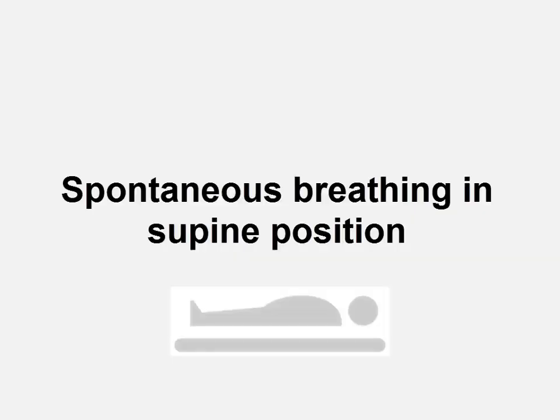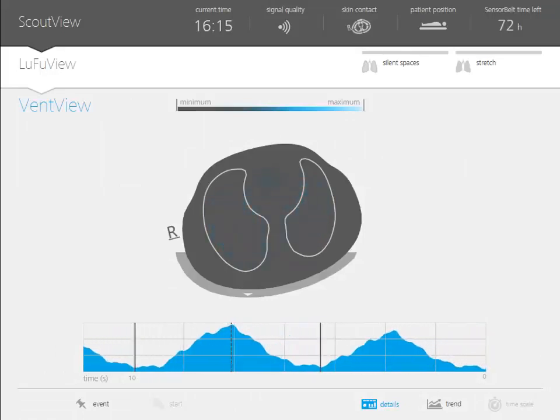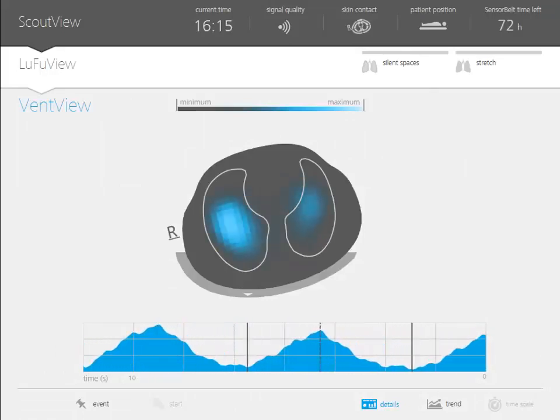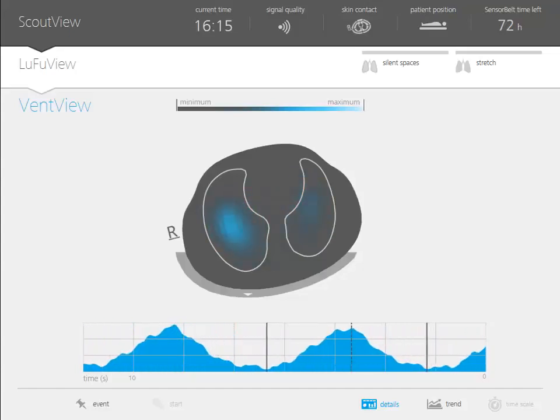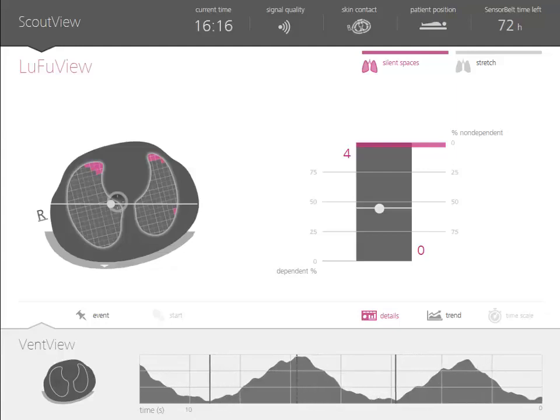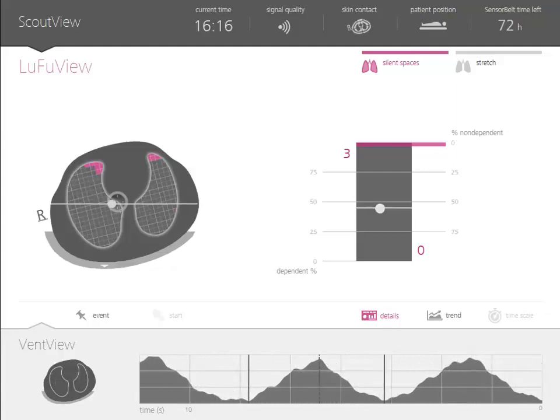Now we are showing the patient breathing spontaneously in supine position. Ventilation is equally distributed between the right and left lung. A negligible amount of 3% silent spaces are located in the non-dependent lung region.